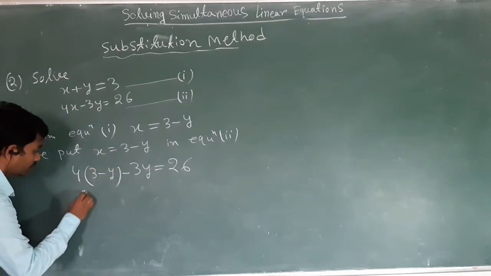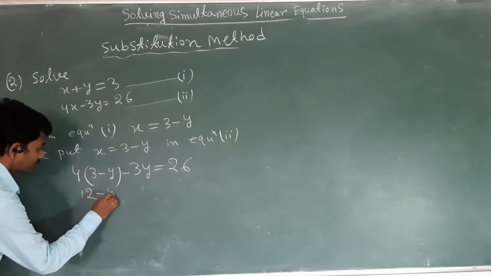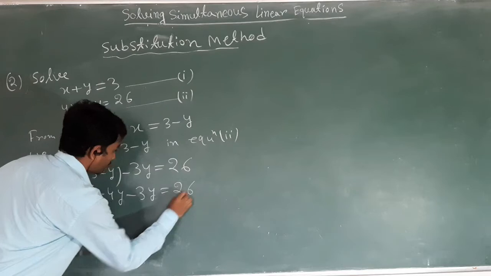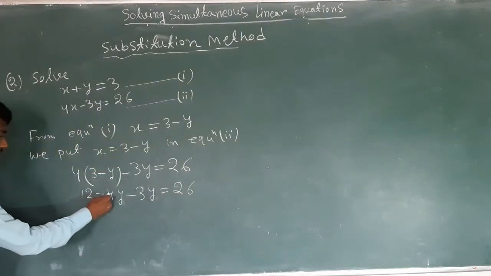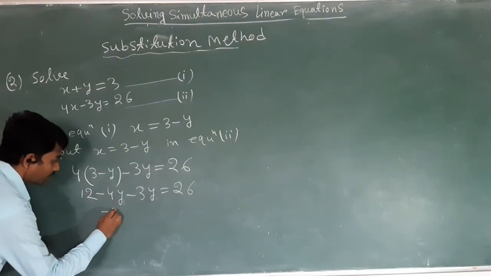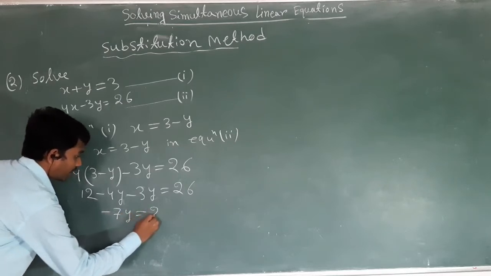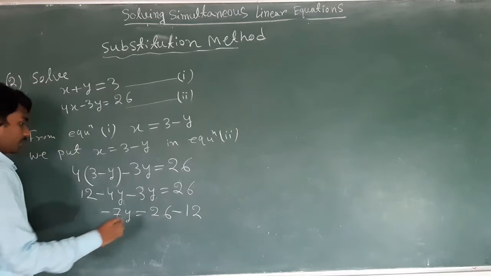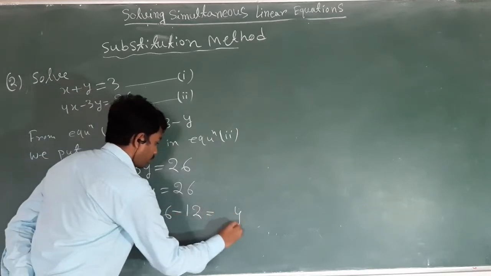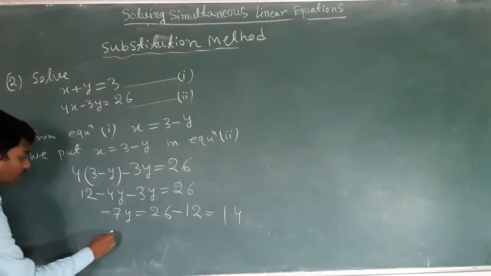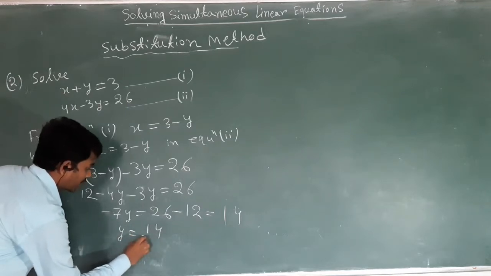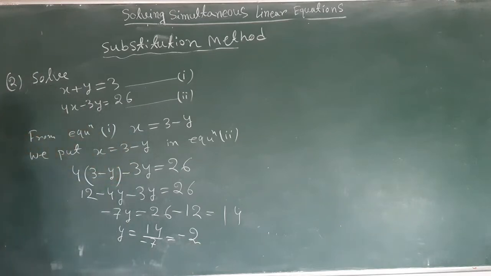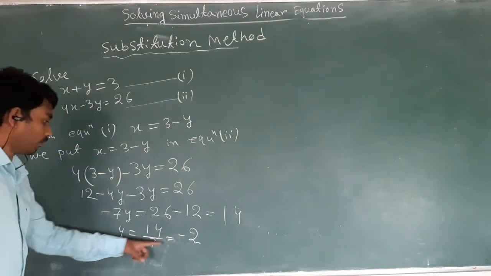So 4 into 3, 12, minus 4y minus 3y is equal to 26. So minus 4y minus 3y is equal to minus 7y. 26 minus 12 is equal to 14. So y is equal to 14 upon minus 7, which is equal to minus 2. So we get the value of y.